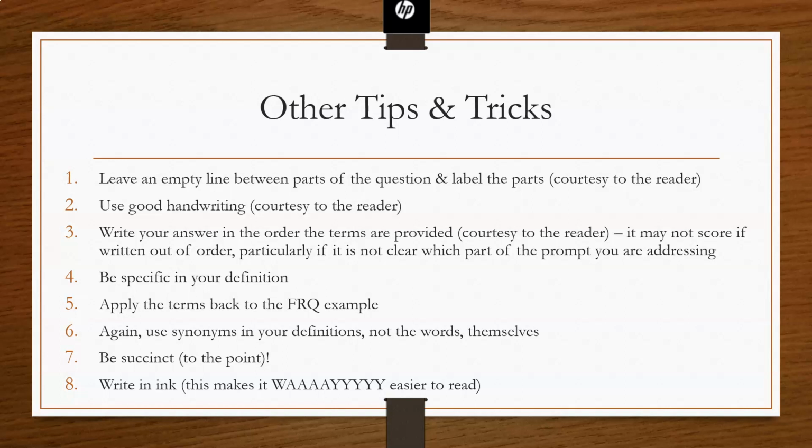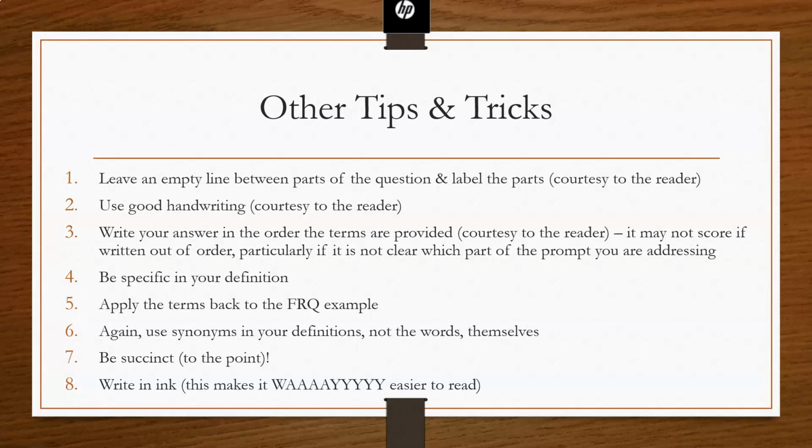Be specific in your definition. Apply the terms back to the FRQ example. In other words, talk about the situation they give you. Don't make up your own situation. Use synonyms in your definitions, not the words themselves. Be to the point. Be straightforward.